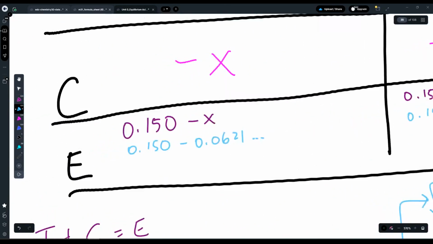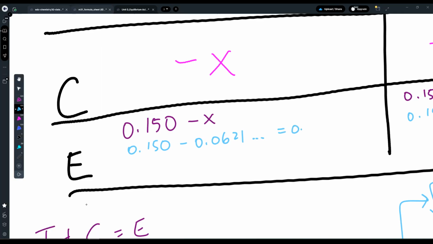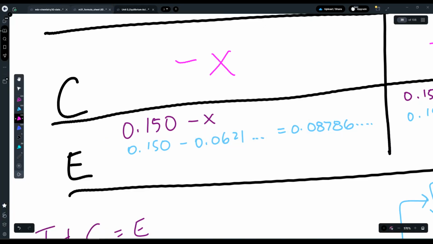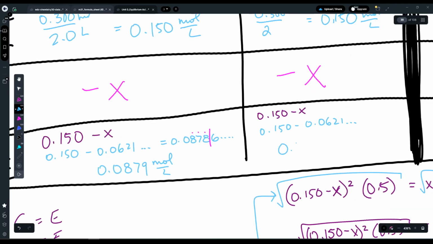Okay, and so let's finish these ones here. So 0.15 subtract our answer. That's going to give us 0.08786 goes on forever. Okay, but rounding it to 3 sig digs, counting from the first significant digit, 1, 2, 3, there's my cutoff. So this is going to be 0.0879 moles per liter. Same with this one here.